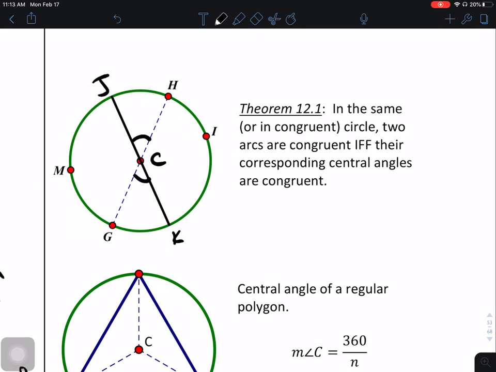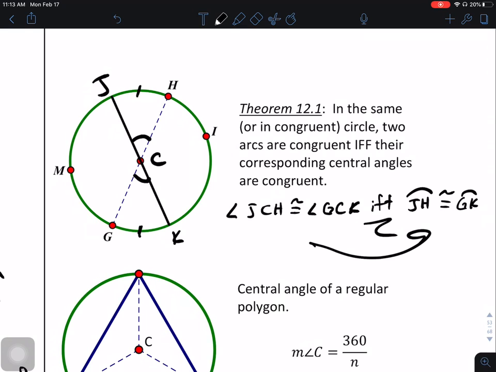So if these central angles are the same, then that must mean that this arc and this arc are the same. So angle JCH is congruent to angle GCK if and only if arc GH is congruent to arc GK. Remember, if and only if means you can say this forwards or backwards.